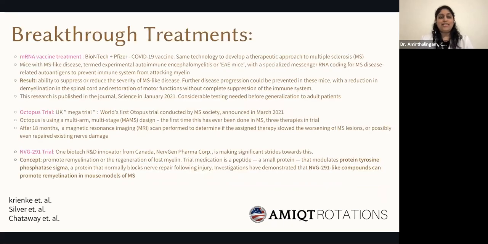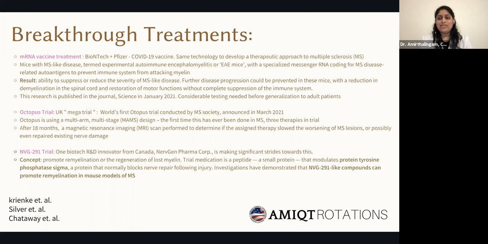So first and foremost is mRNA vaccine treatment. Yes, I'm sure you're probably thinking mRNA for multiple sclerosis. To be sure about this, the biotech and Pfizer company who is actually creating the COVID-19 vaccines have proposed the same technology to develop a therapeutic approach for multiple sclerosis. What they did is they used a mice model, and they used multiple sclerosis-like disease with experimental autoimmune encephalomyelitis. They called this the EAE mice.